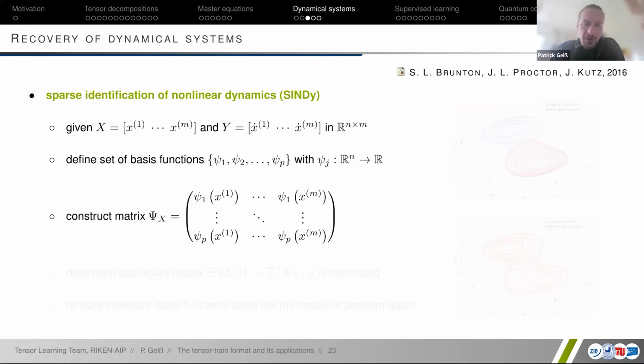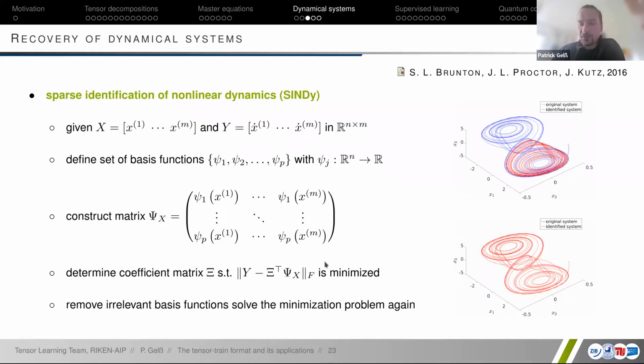So what SINDy does is take some basis functions, psi 1 to psi p, and construct our transformed data matrix. Then we can solve an optimization or minimization problem, and we get our coefficient matrix, which, multiplied with our basis functions, tells us the reconstructed dynamics. We can then write down the relationship in the form of equations again. And if we choose the correct basis functions, which can be discussed quite extensively, we may really reconstruct the dynamics behind this data.